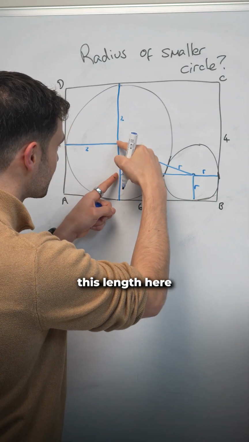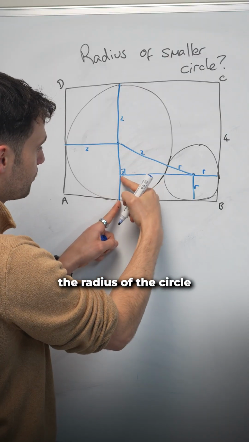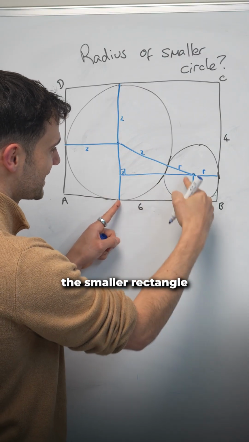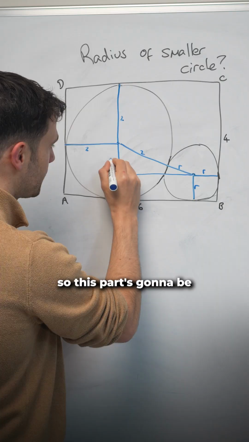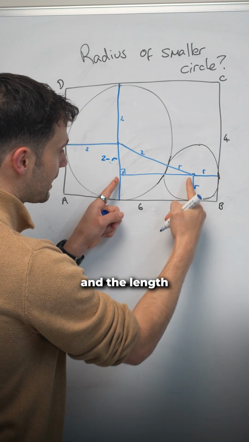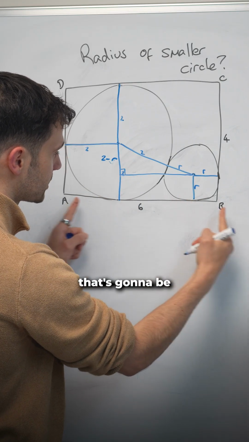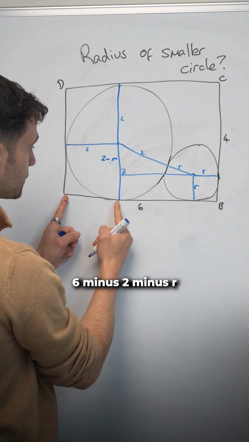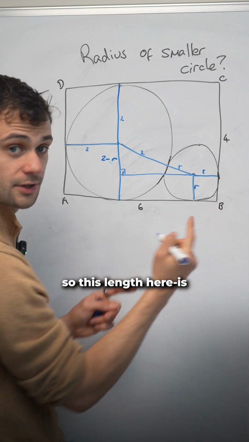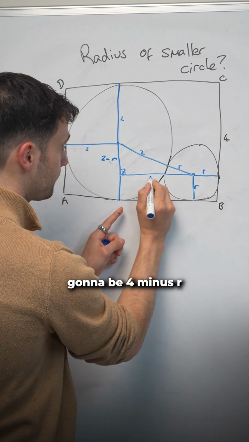So this length here, well, that's going to be the radius of the circle minus this length. You can see the smaller rectangle of height r. So this part's going to be 2 minus r. And the length of this smaller rectangle, that's going to be 6 minus 2 minus r. So this length here is going to be 4 minus r.